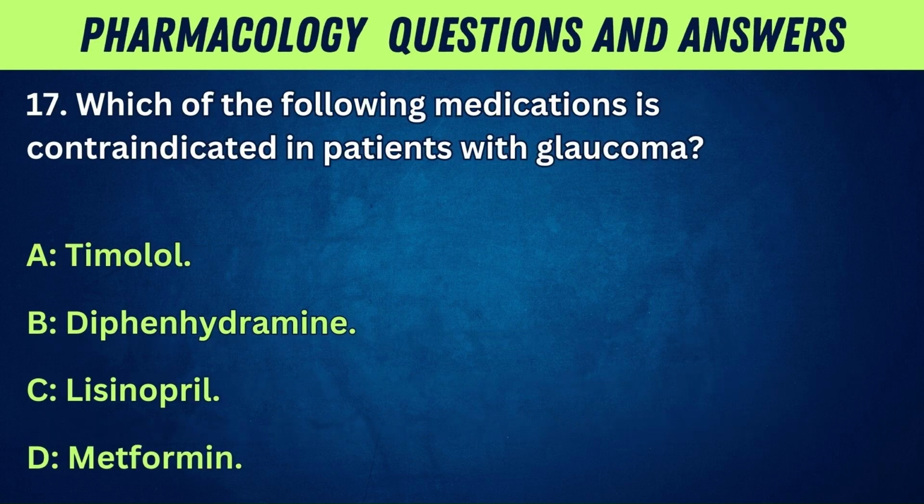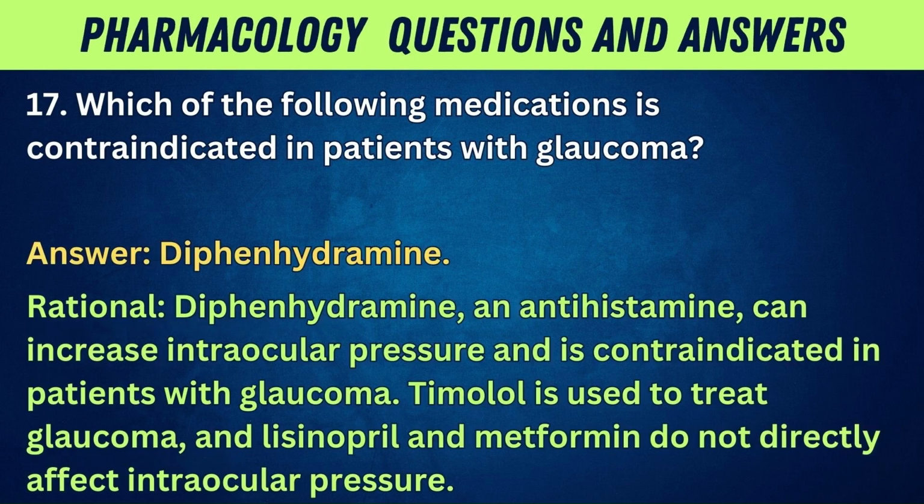17. Which of the following medications is contraindicated in patients with glaucoma? A. Timolol. B. Diphenhydramine. C. Lisinopril. D. Metformin. Answer: diphenhydramine. Rationale: diphenhydramine, an antihistamine, can increase intraocular pressure and is contraindicated in patients with glaucoma. Timolol is used to treat glaucoma, and lisinopril and metformin do not directly affect intraocular pressure.